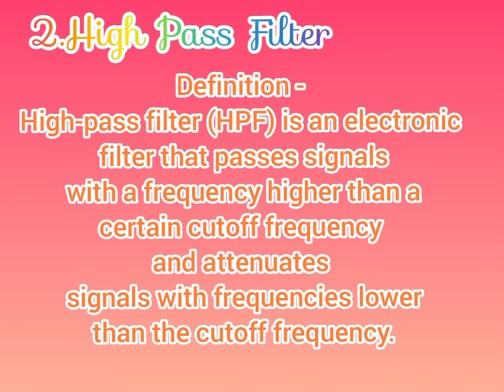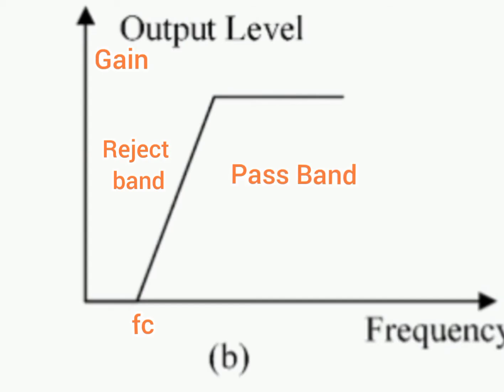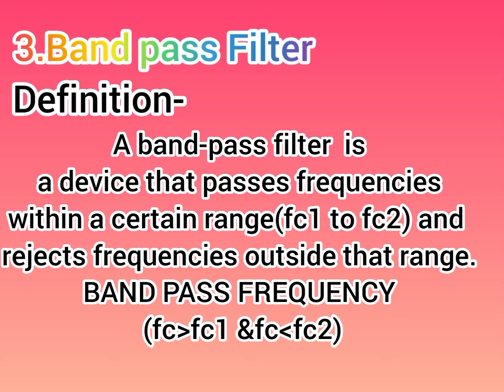Now high pass filter. High pass filter, HPF, is an electronic filter that passes signals with a frequency higher than a certain cutoff frequency and attenuates signals with frequency lower than the cutoff frequency. You can see it in the diagram. Here this is the cutoff frequency, and above this frequency it allows frequencies to pass, which is known as the pass band, and below this no frequencies are passed, which is known as the stop band.